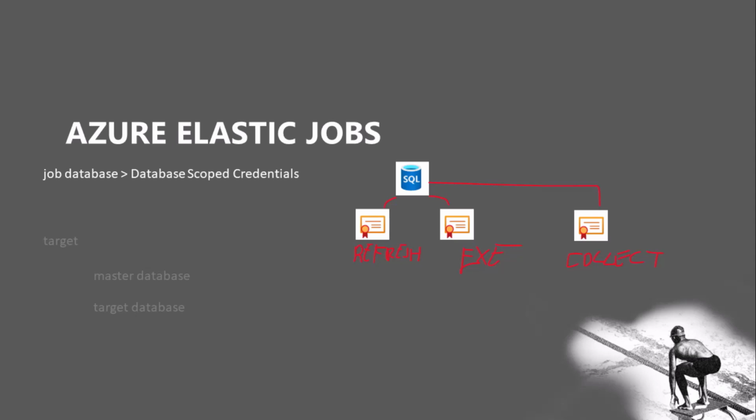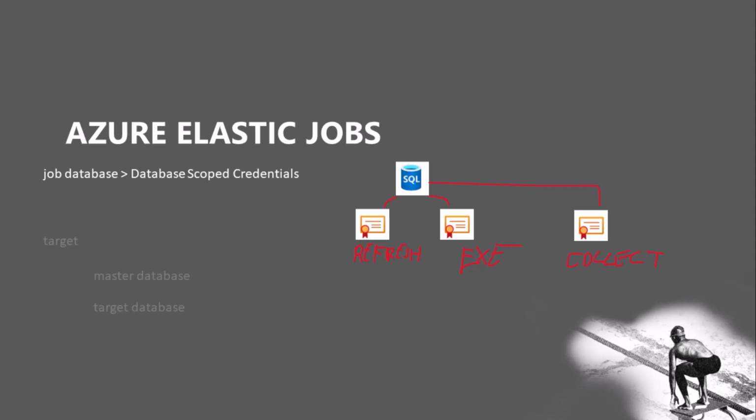The other credential is the execute credential, and it is responsible for executing the job on a target. All the credentials will be created on the job database, but then we will have a list of users and logins. So the refresh is on, let's say, the server level. The execute is on the target level. And if your targets are multiple databases, you have to have all your logins and users in the specific databases.